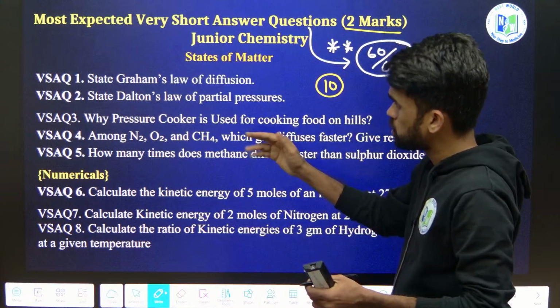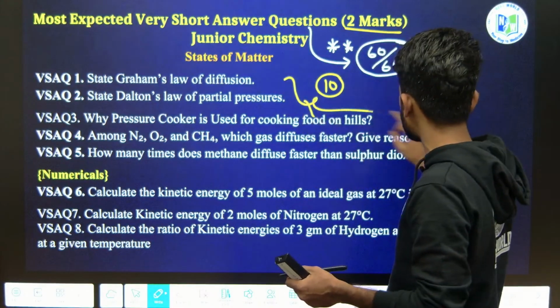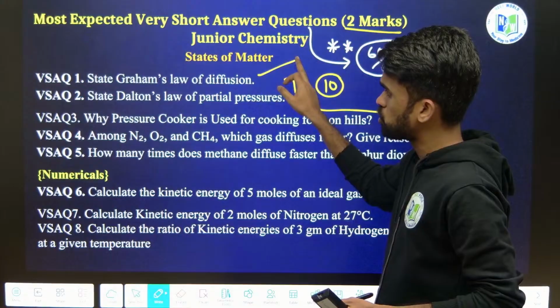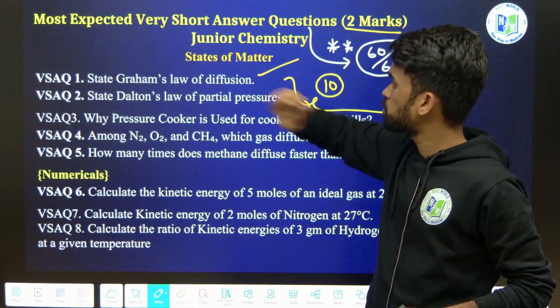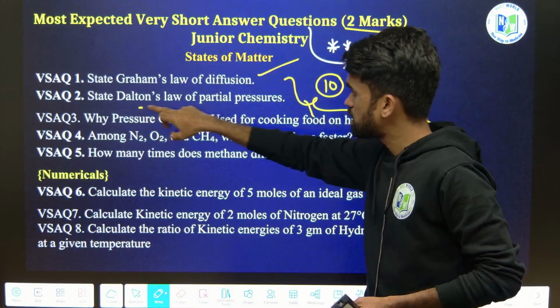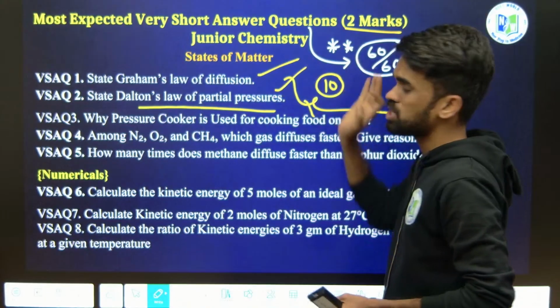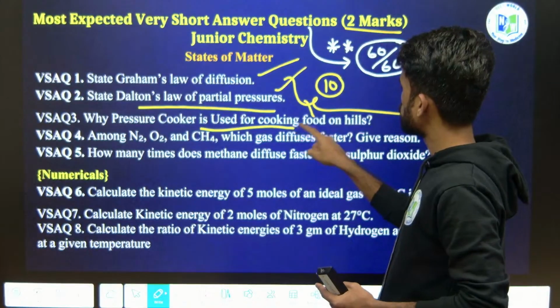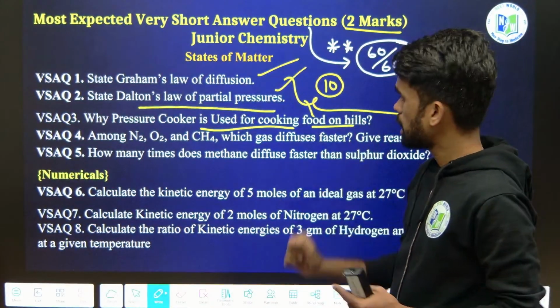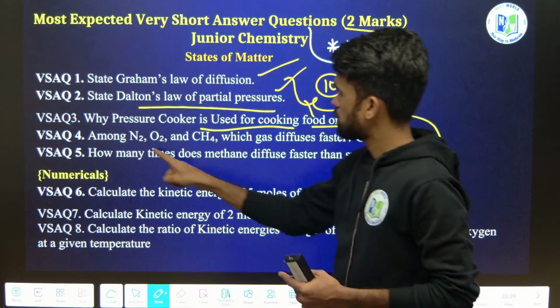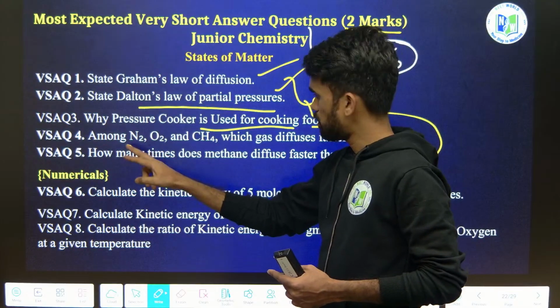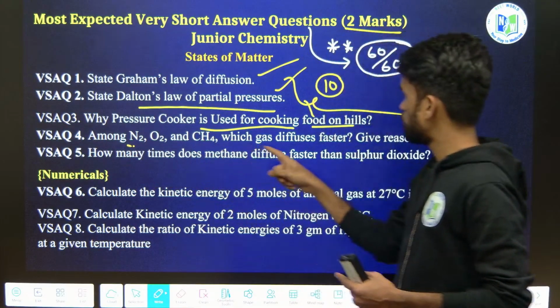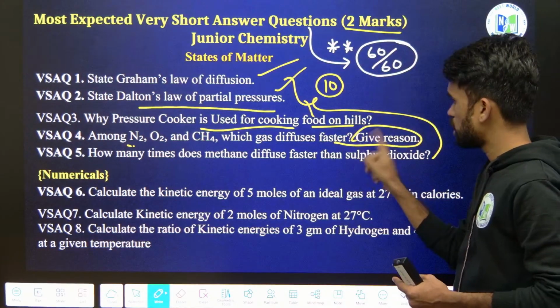But from that also I have simplified many questions. See, Graham's law of diffusion is covered either in 4 marks or here. Next, state Dalton's law of partial pressure. Then, why is a pressure cooker used for cooking food on hills? How is it used? Next, among N2, O2 and methane, which gas diffuses faster? Give reasons.